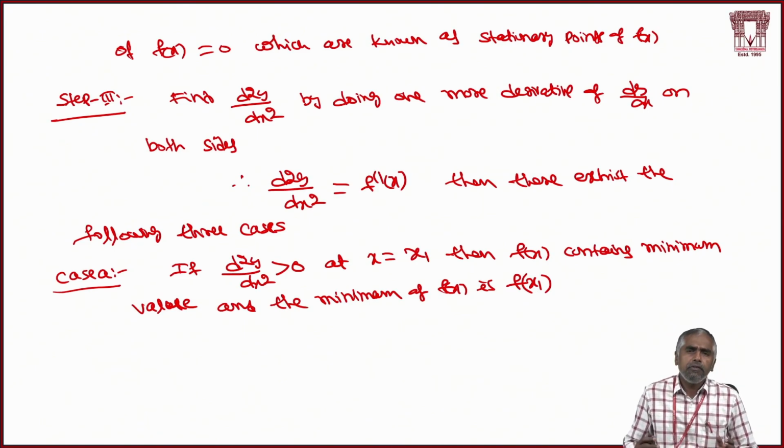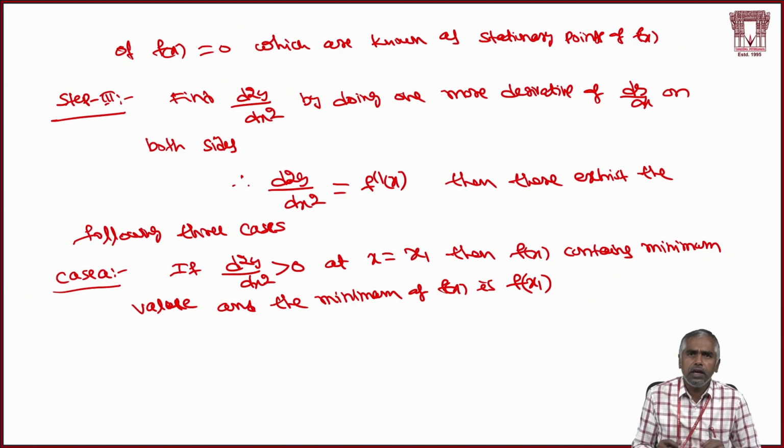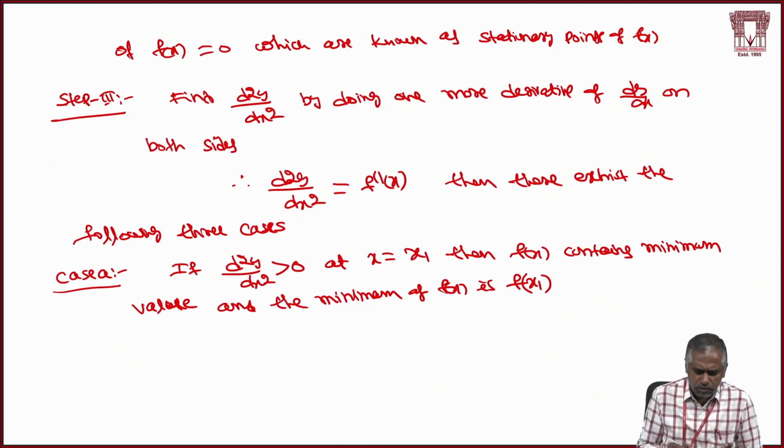In step 2, we had some stationary points. They are x1, x2 and so on xn. In step 3, what I have done, I have found d square y by dx square. So in the d square y by dx square term, I am replacing the first stationary point x equal to x1. If d square y by dx square is greater than 0 at x equal to x1, then we can conclude the function f of x contains minimum value, that is f of x1.